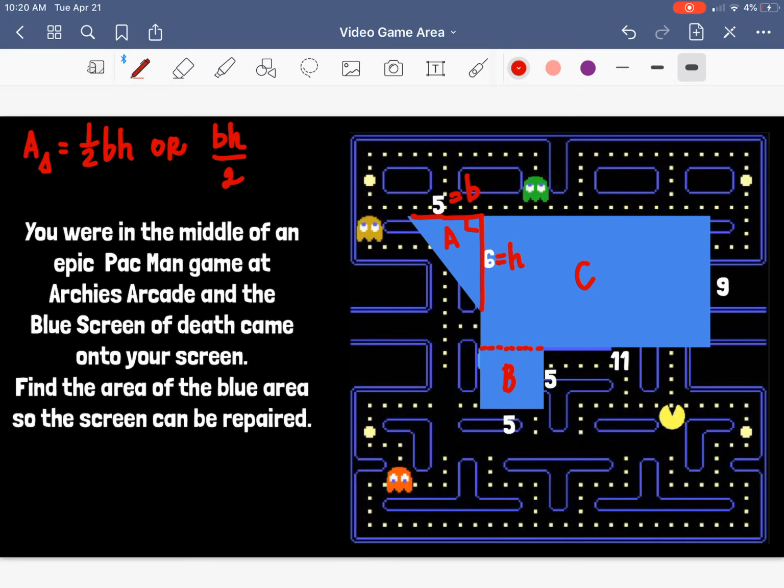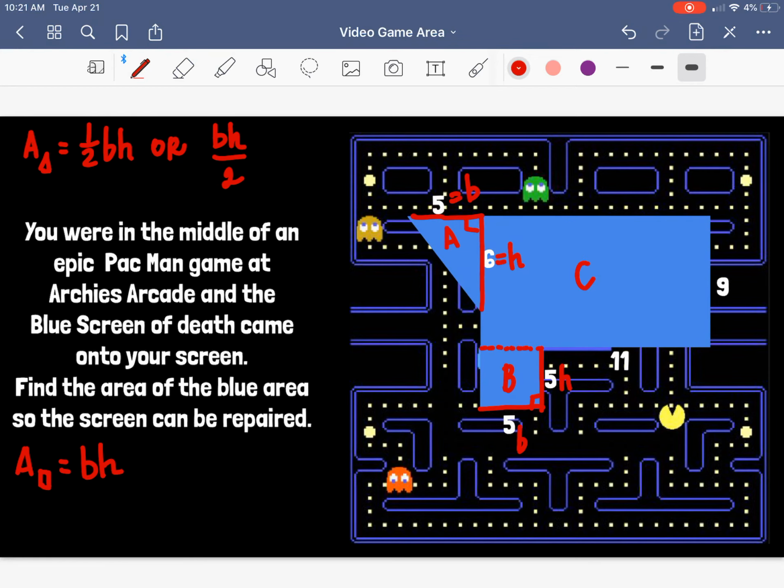Now let's move to rectangle B. Rectangle B has a different formula. The area for a rectangle is base times height. So we still need to find a base and a height made up of a right angle. Here we have it. And we see both of those dimensions are given, 5 and 5. So one of the 5s will be your base. The other 5 will be your height for rectangle B.